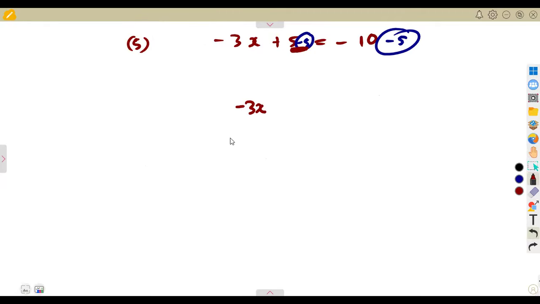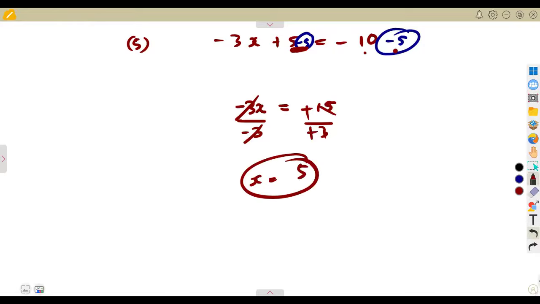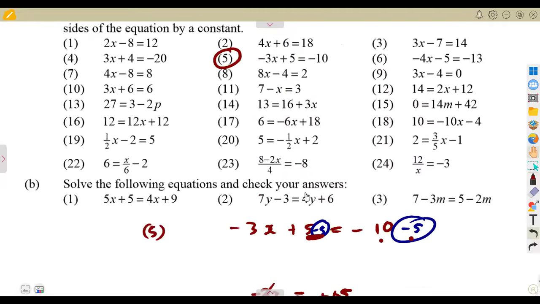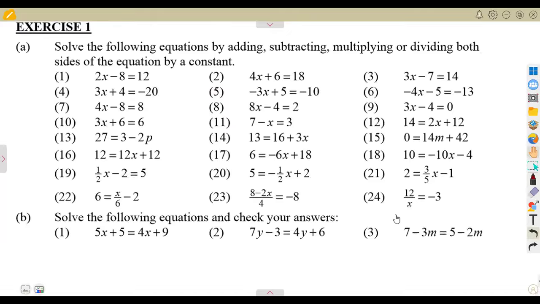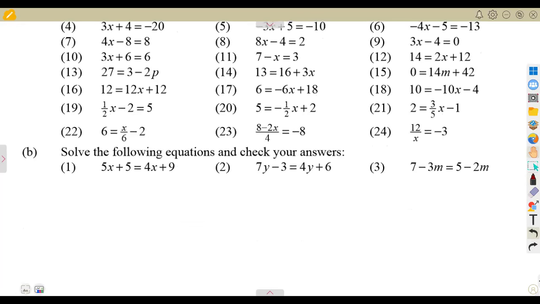So you focus only on the constant. So this is equal to -10 - 5, which is -15. Divide by -3, both sides. This is going to give us a +5. So you can also just use your calculator there. You are going to have a +5. If you substitute this value of x, you are going to see that the left-hand side is equal to the right-hand side. So this is how you're going to be working out these questions.